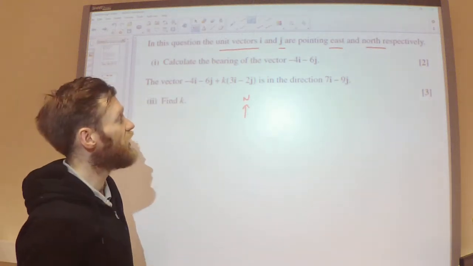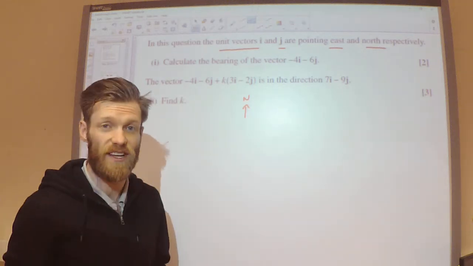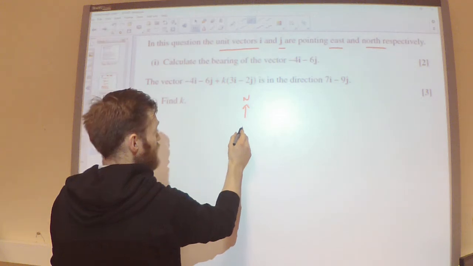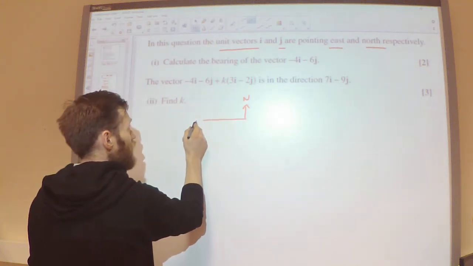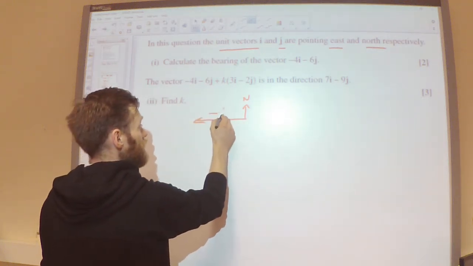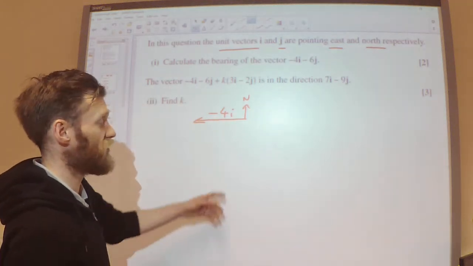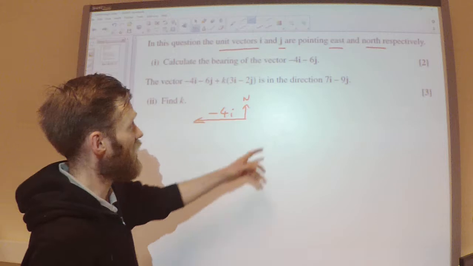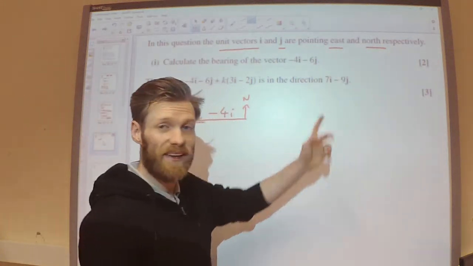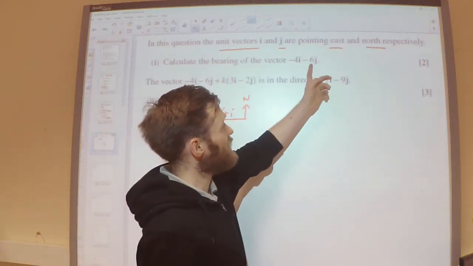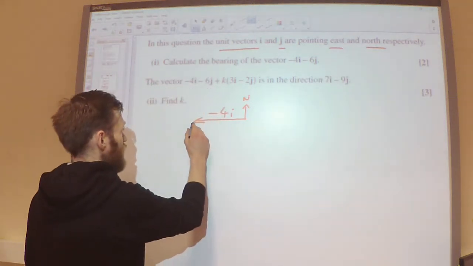So if north is straight up, minus 4i is going to the west. If i is going east, then minus 4i is going to the west. Minus 6j, well, that's going to be going south.